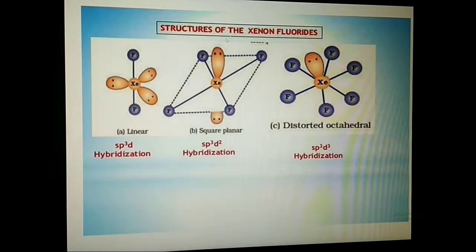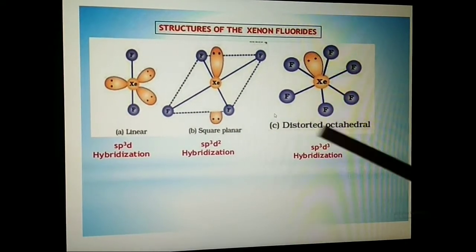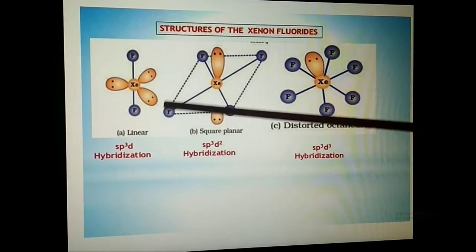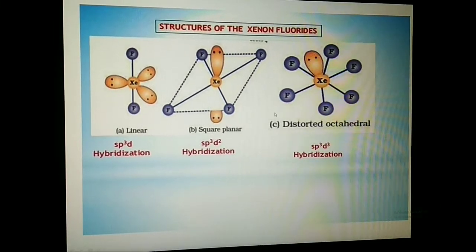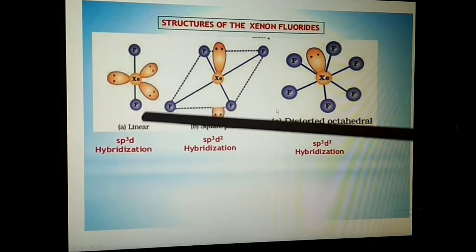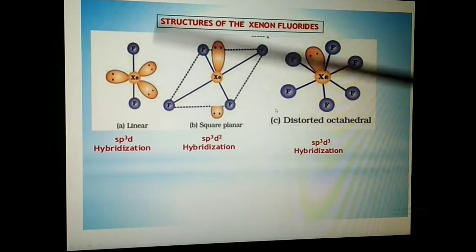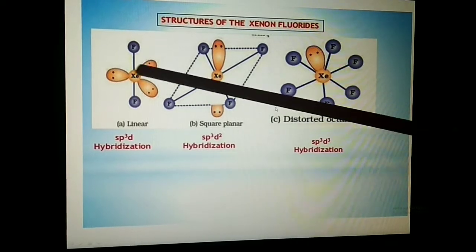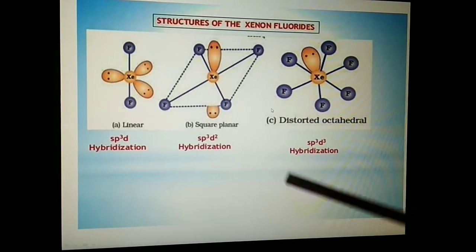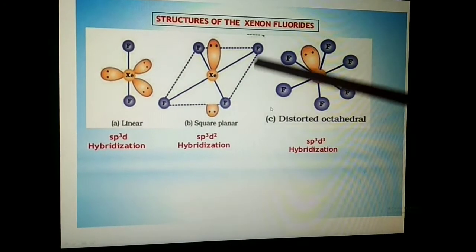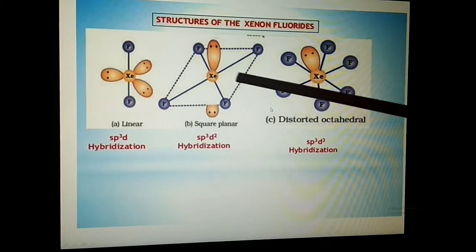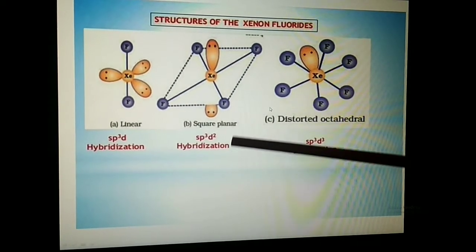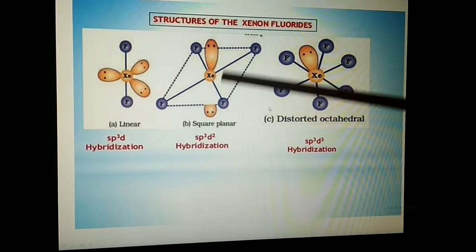And now the structure of XeF2, XeF4 and XeF6. The XeF2 structure is a linear shape and the hybridization of Xe is sp3d. The two electronegative atoms occupy the axial position and the lone pairs occupy the equatorial position. And this is XeF4, the square planar shape, and the hybridization of Xe is sp3d2. And here the lone pairs are situated in trans position.